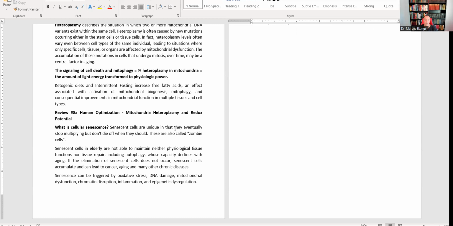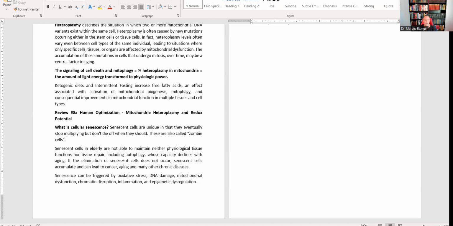Senescent cells are unique in that they eventually stop multiplying but don't die off. We do not want these, okay? These are also called zombie cells because they live, they're corrupted, they don't function normally. Senescent cells in elderly are not able to maintain normal physiologic tissue functions, nor tissue repair, including autophagy. They do not even recognize they are corrupted, whose capacity declines with aging.